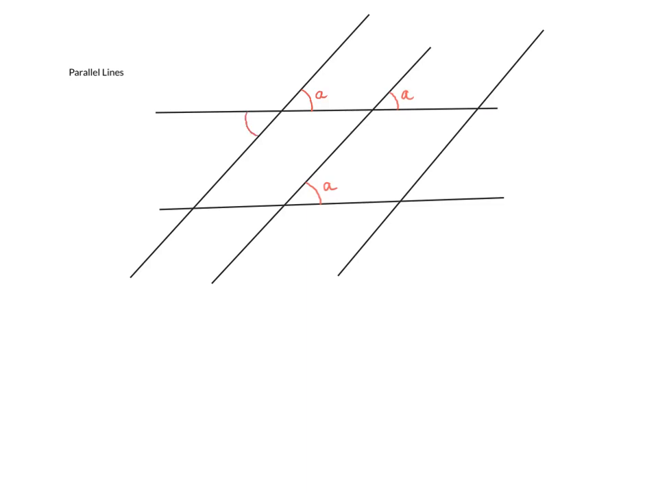Then those angles are the same. And we call this vertically opposite angles.